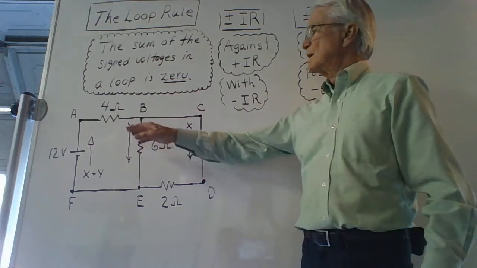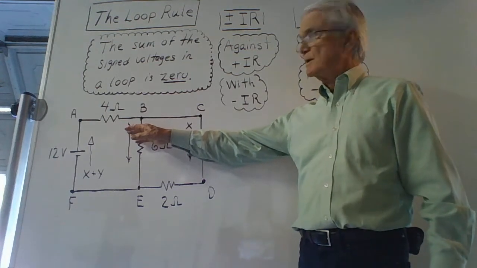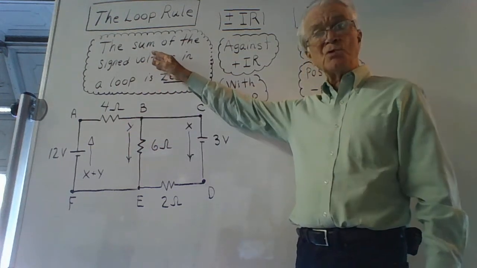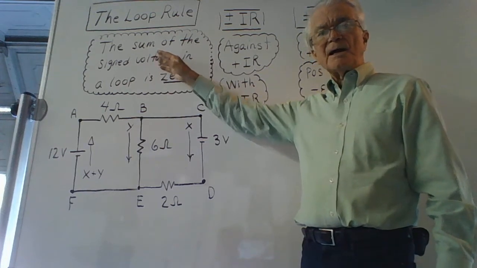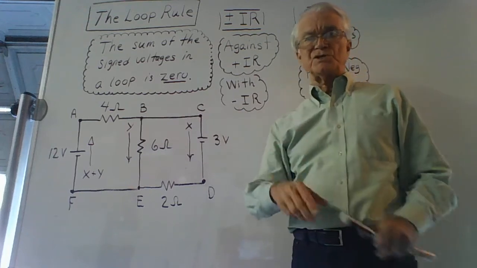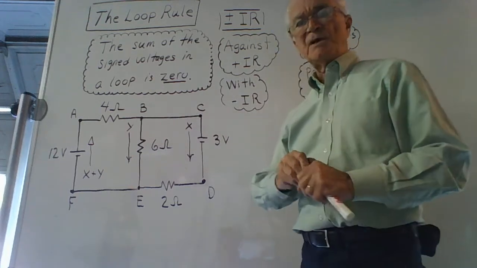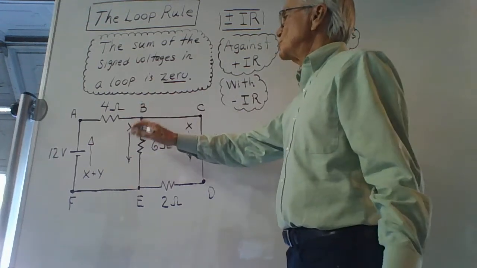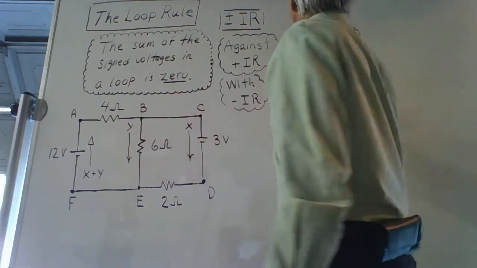We can do that by picking a loop here and applying the loop rule, and then pick a different loop and do the same thing. We'll have two equations involving two unknowns. I arbitrarily picked the loop A, B, E, F, A.